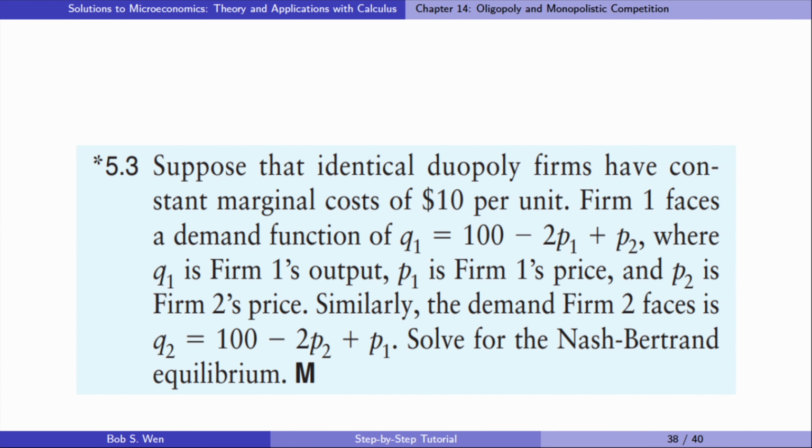Let's answer exercise 5.3. Suppose that identical duopoly firms have constant marginal cost of $10 per unit. Firm 1 faces a demand function of Q1 equals 100 minus 2 times P1 plus P2, where Q1 is firm 1's output, P1 is firm 1's price, and P2 is firm 2's price. Similarly, the demand firm 2 faces is Q2 equals 100 minus 2 times P2 plus P1. Solve for the Nash-Bertrand equilibrium.